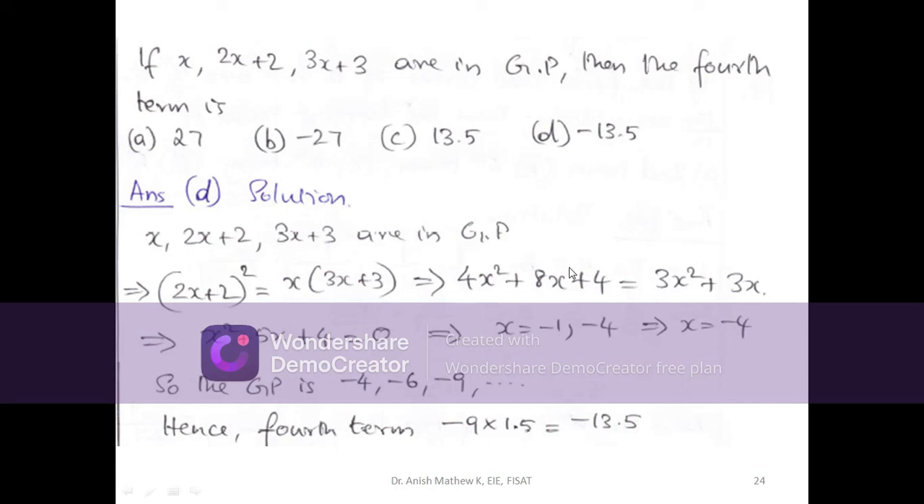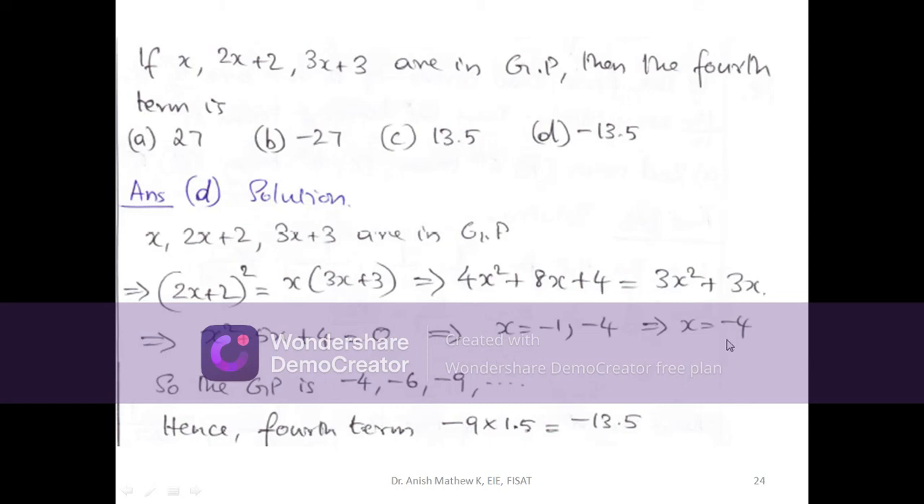So why is x equal to minus 1 not possible? When you substitute x equal to minus 1, what would be the terms? The first term would be minus 1. The second term would be minus 2 plus 2, that is 0. The third term would be minus 3 plus 3, that is equal to 0. So that is not desirable. It's not a geometric progression. So x equal to minus 4 is the appropriate value.